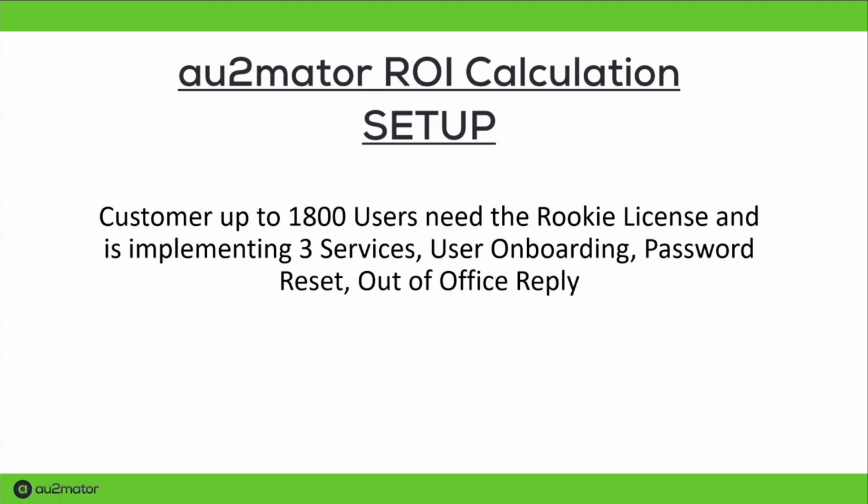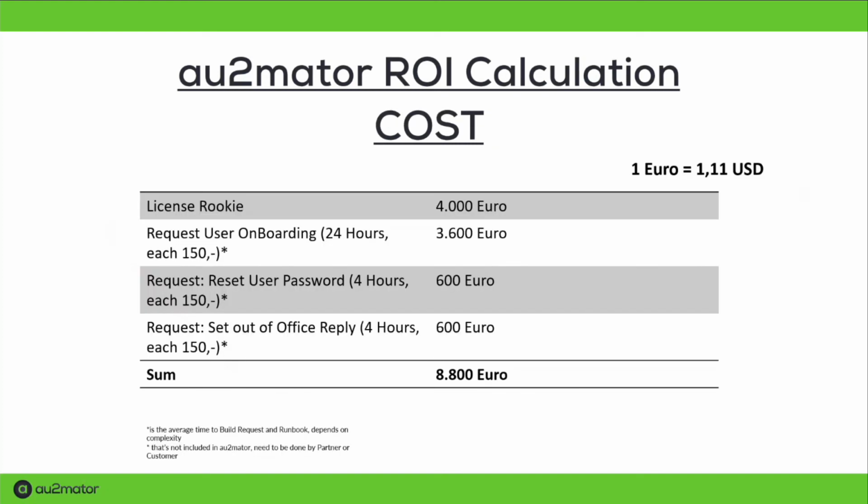We did a return of investment calculation for some of our customers, but at least with each of our licenses. In this example, we took the rookie license for a customer with 1,800 users, and those are real life numbers. So that's nothing we thought looked nice. Those are real life numbers, and for each license it is nearly the same. So in this example, a customer with 1,800 users needs the rookie license, the second lowest license. And we implemented 3 services at the beginning. It was user onboarding, password reset, and out of office reply.